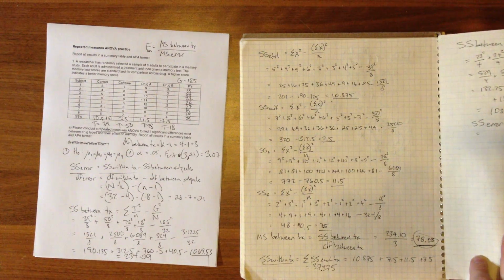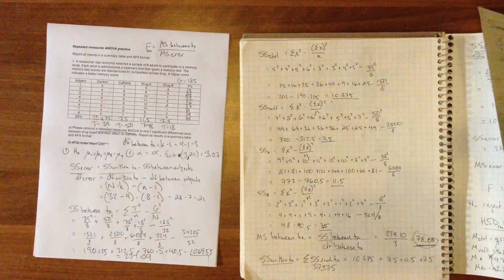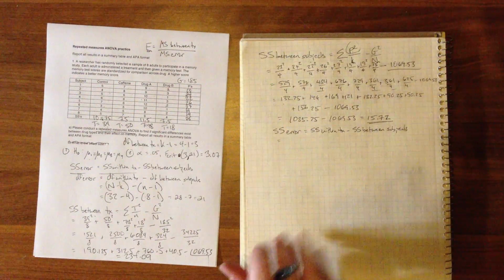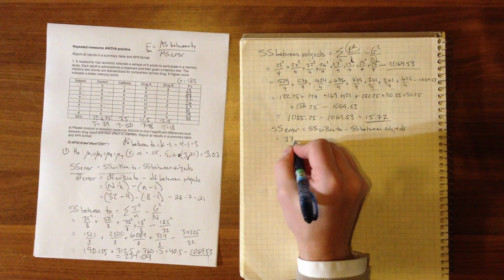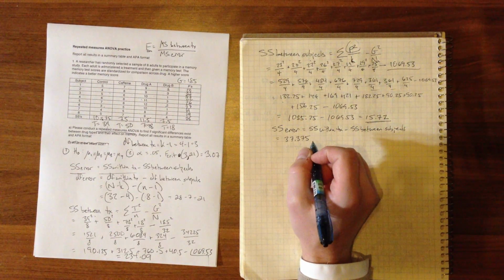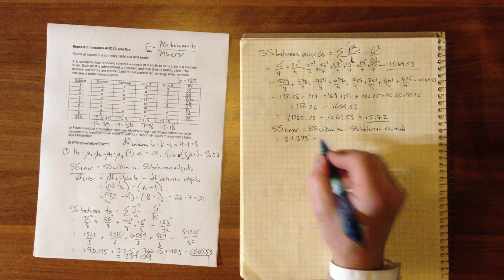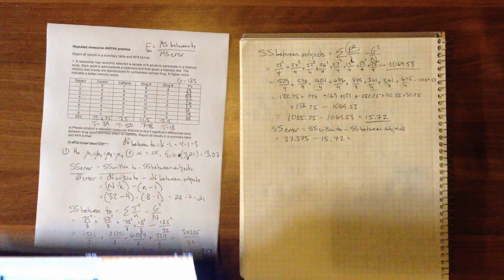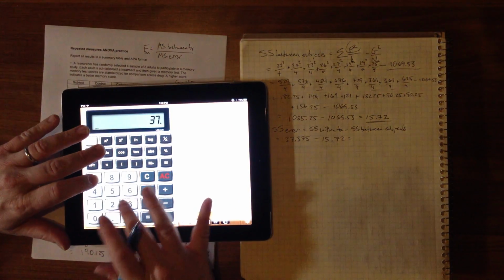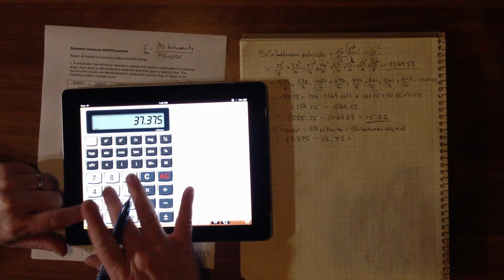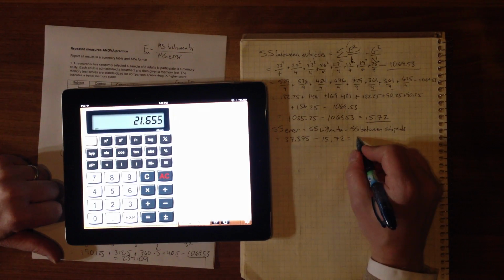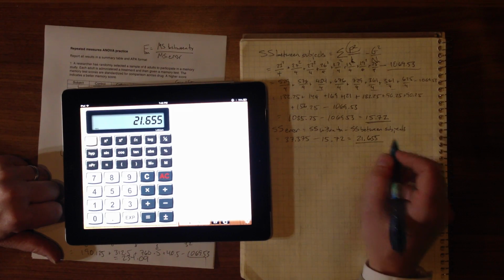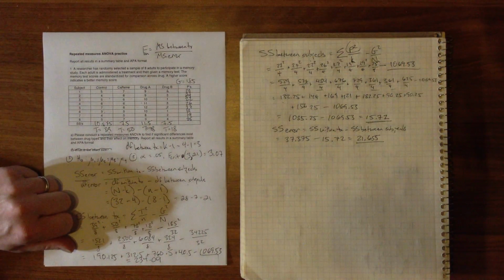Sorry, within treatments was 37.375. 37.375 was our sum of squares within treatments. Sum of squares between subjects was 15.72. So 37.375 minus 15.72 is 21.655. That is our sum of squares error.